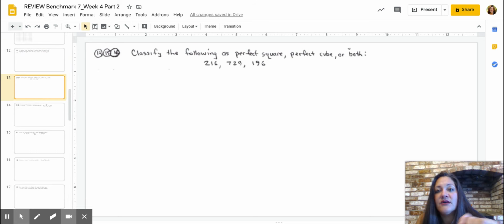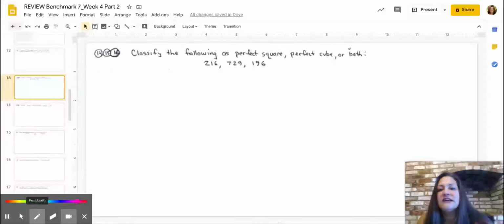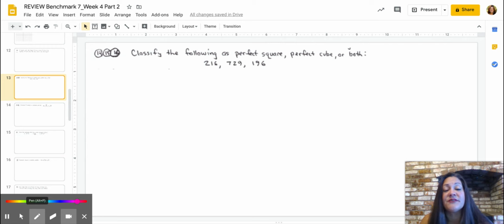Here we go. 14, 15, and 16. This says classify the following as a perfect square, perfect cube, or both. So a perfect square is a number whose square root comes out to a whole number. Like 36 is a perfect square because the square root of that would be 6. 6 times 6 is a whole number. It's not a fraction or a decimal.